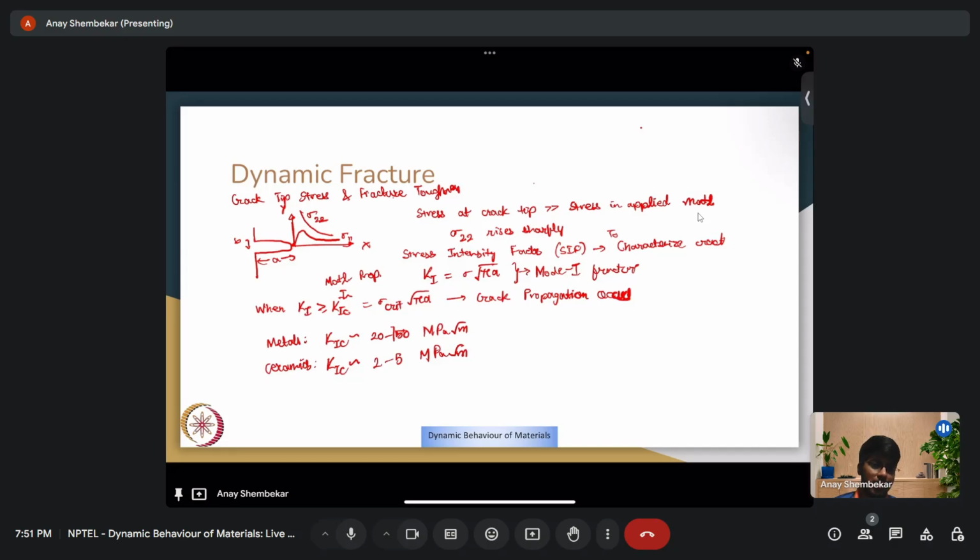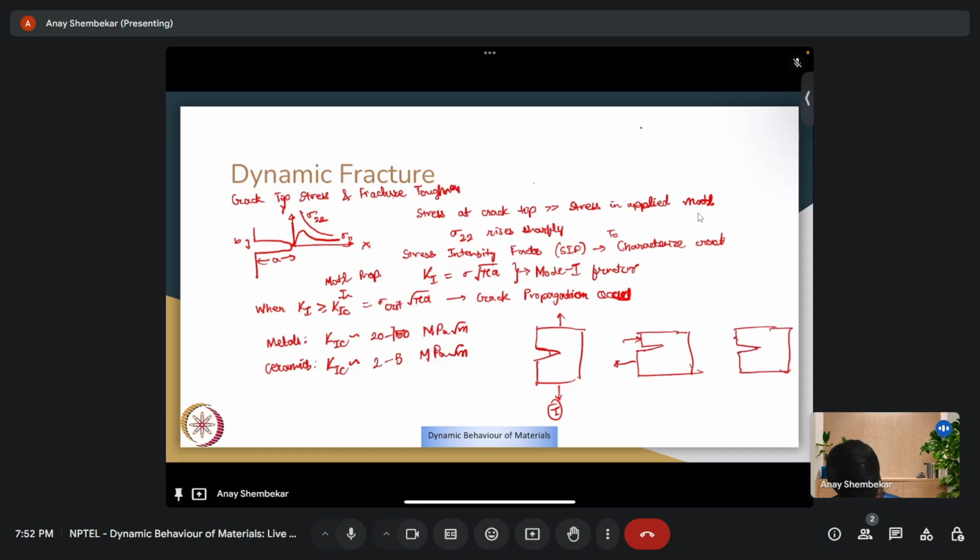Right, there are other modes of fracture. So what we have drawn here is basically mode 1. Mode 2 is this, and third is where this face is being pulled outside of the plane and this face is being pushed into the plane. So you have three fracture modes, 1, 2, and 3 respectively.